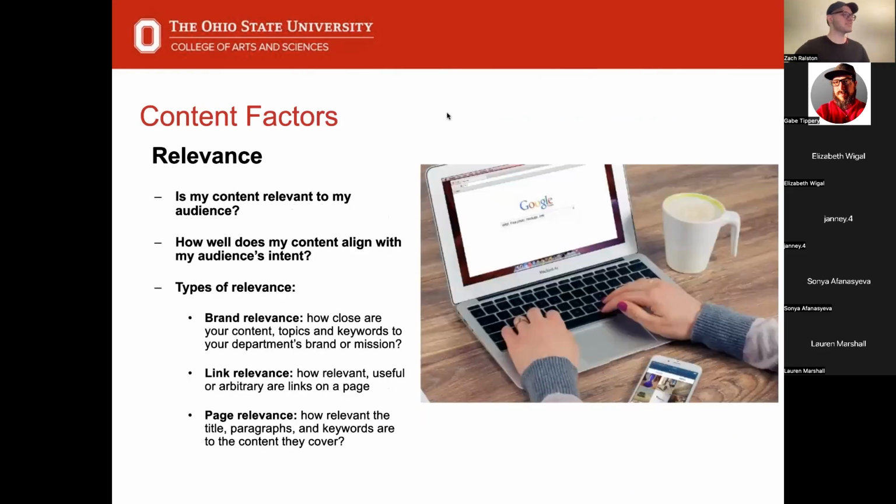So relevance, this is the one that we would kind of assume is self-explanatory, but when we produce content for a site, we can sometimes lose sight of what our goal is for the site, or how my content is even relevant to what someone is looking for here. How well does my content align with my audience's intent, which is something we'll get to in a minute.